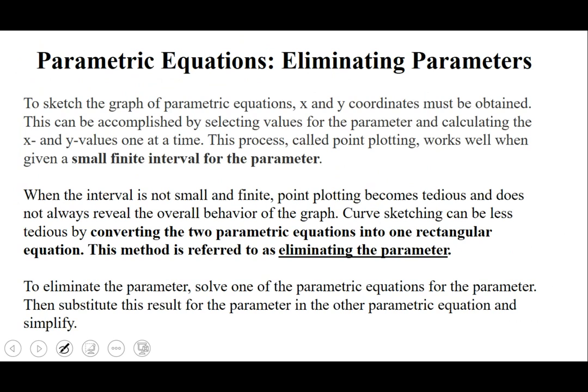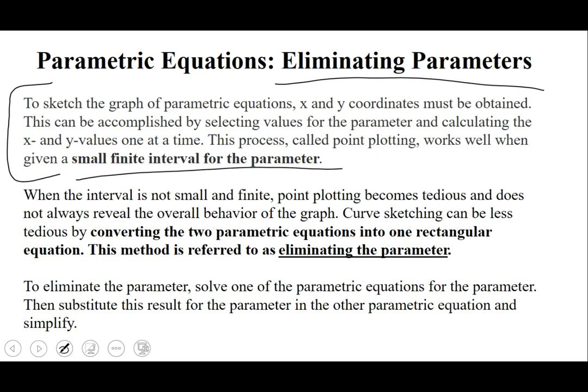Then there's another way that you can deal with parametric equations, and it has to do with eliminating the parameters, and those would actually be the directions. It would say eliminate the parameters. So what we've done so far is basically find x,y points by selecting values and making a table. This is a great way to do it if you're only graphing something over a very small interval, so from 0 to 2.5 or from -2 to 3. That's a very small interval, and what we've done makes a lot of sense.